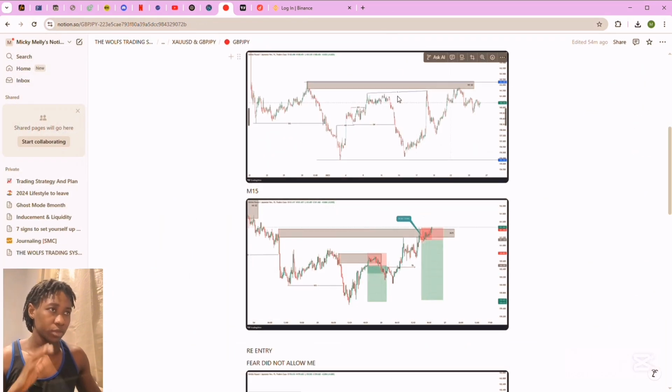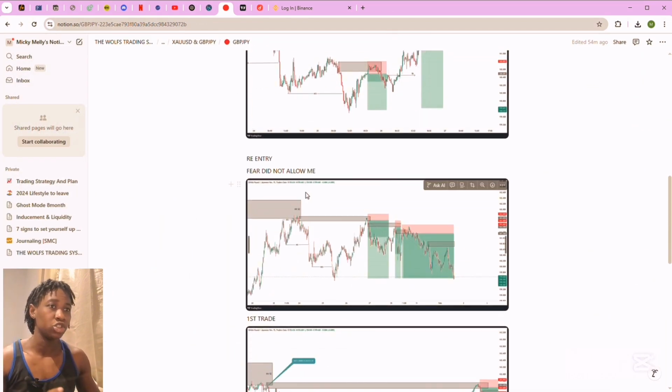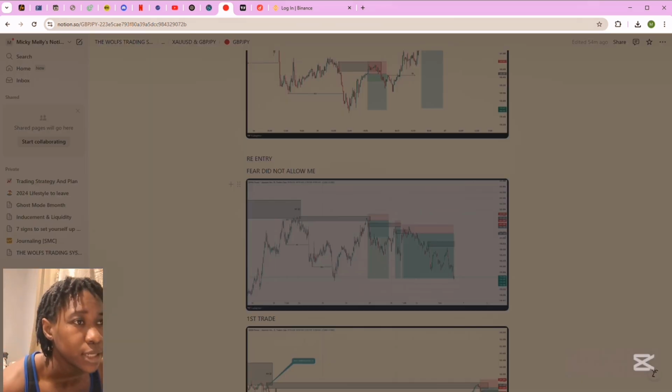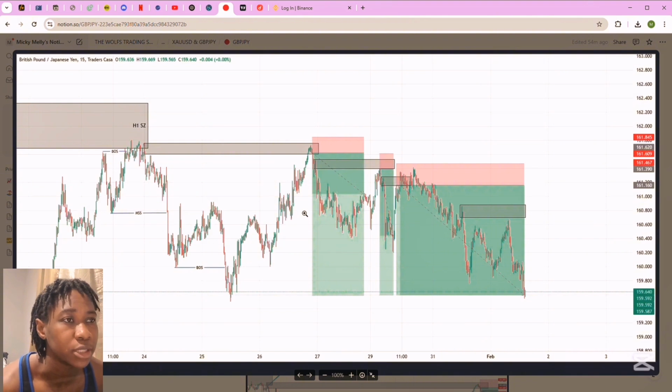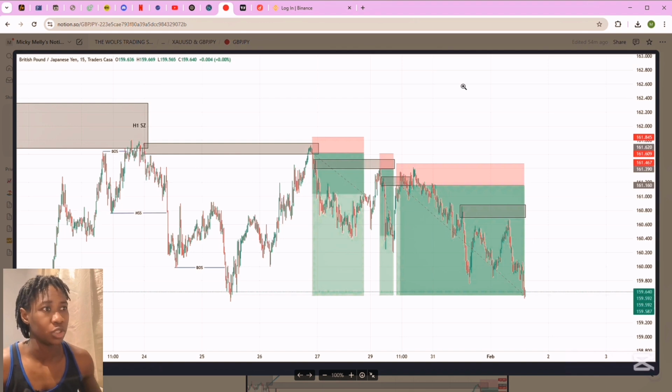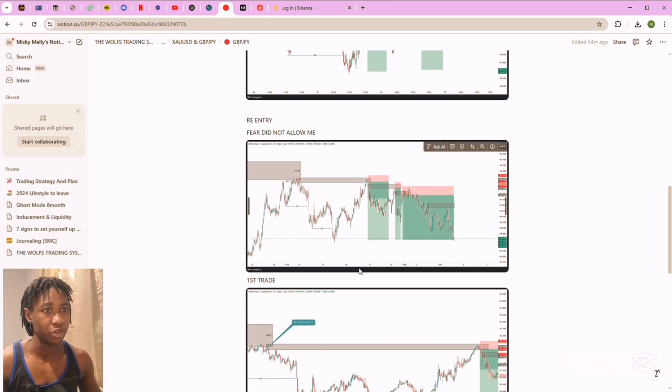And yeah, price stopped me out. So this re-entry, fear didn't allow me to enter into this particular trade, because so inside the same range. You can see I marked the extreme. Yeah, let's just go. This is the trade. This is the outcome of the trade.